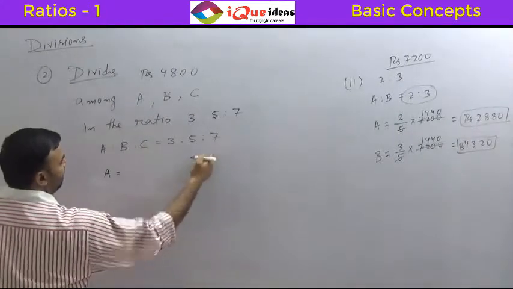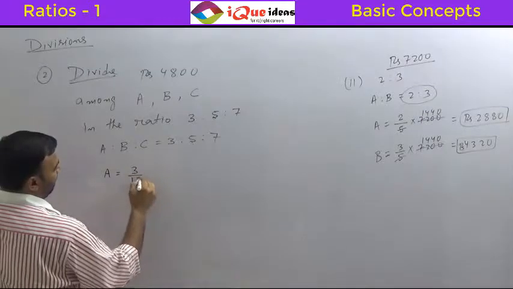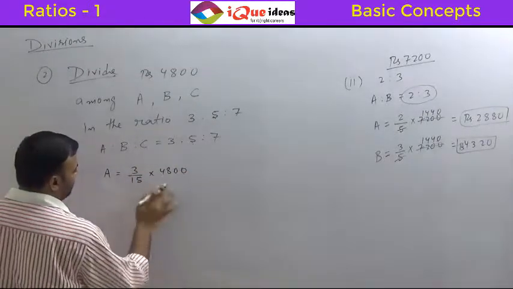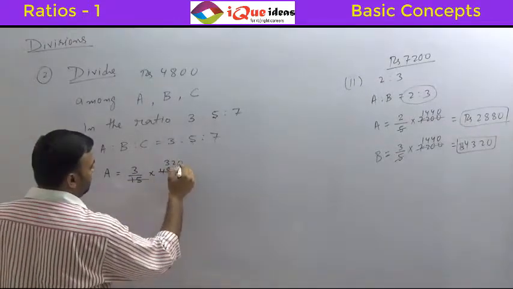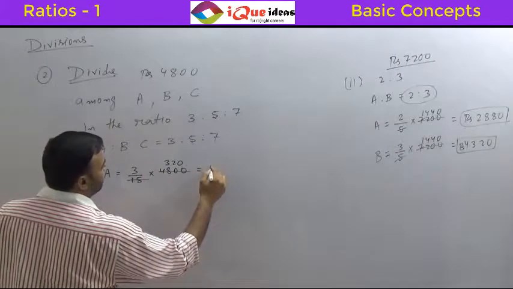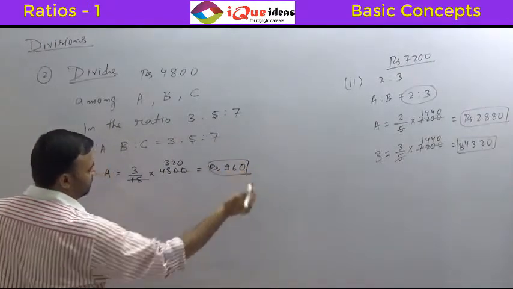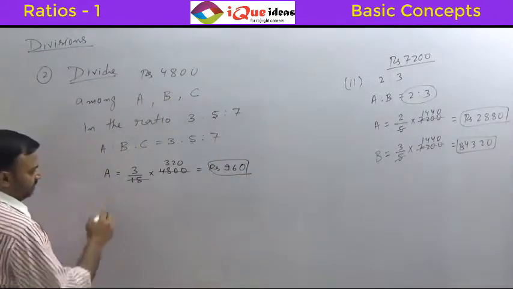So out of every 15 parts, A should get 3 parts. So in terms of fraction, it is 3 by 15 into 4800. Simplify a little bit. So if you divide this, you will get 15 into 320. So 320 into 3, which is 960. I'm considering rupees because most of the questions we'll get would be for division of amounts, the money.